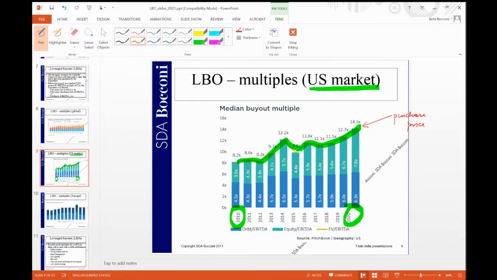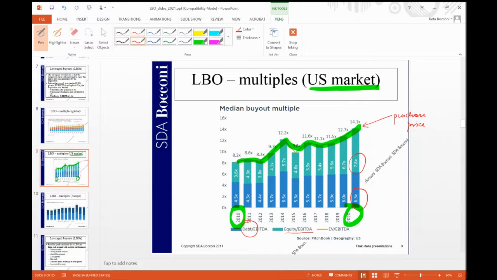And the bars instead are indicating how much of this price is paid in terms of equity component, the pale blue, and in terms of debt. Unfortunately, we don't have the split between senior and mezz.